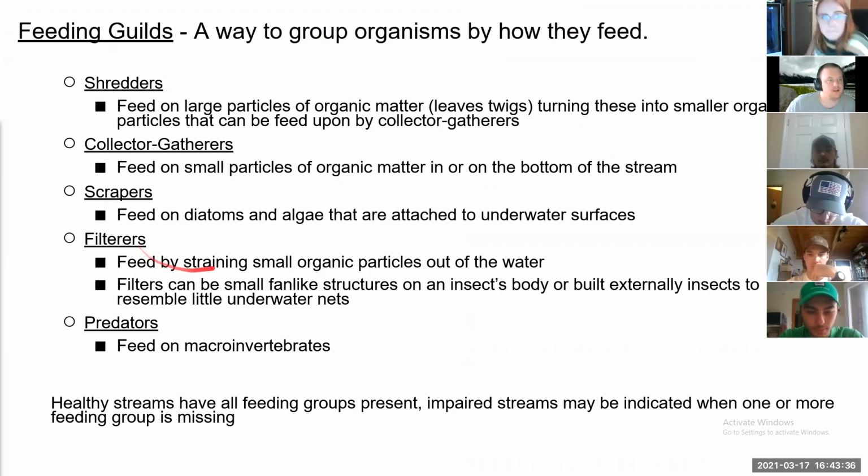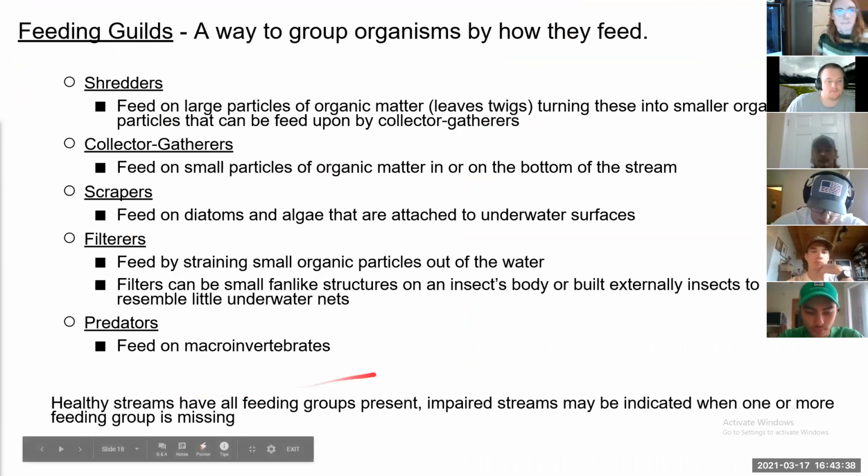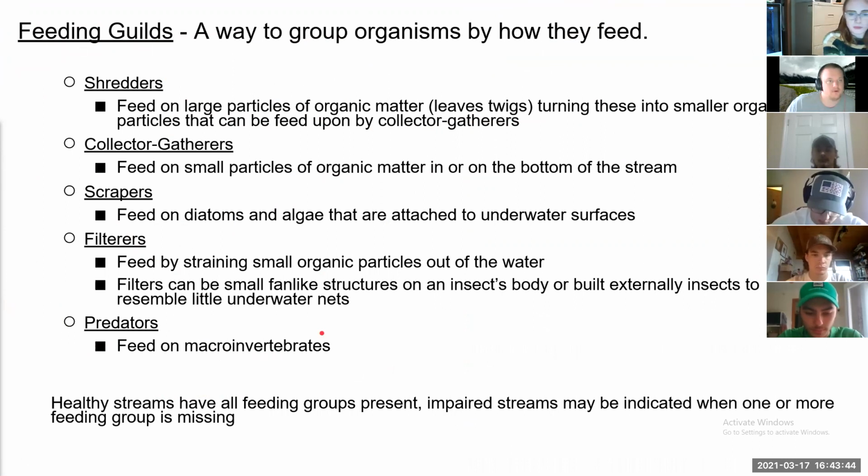I'm just gonna go over the feeding guilds. When I was preparing this, how I'm most familiar with these is referring to macroinvertebrates, so think of those when you're looking through these. You could probably put fish into these groups as well, but I haven't used them for that. Your shredders are the ones that feed on large particles of organic matter, generally in the headwater streams. That includes leaves and twigs, and they're going to turn them into smaller organic particles that can be fed upon by your collector gatherers.